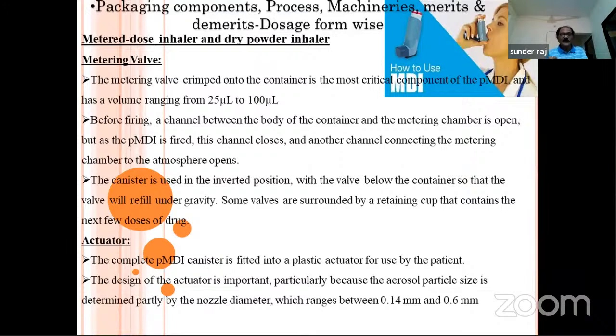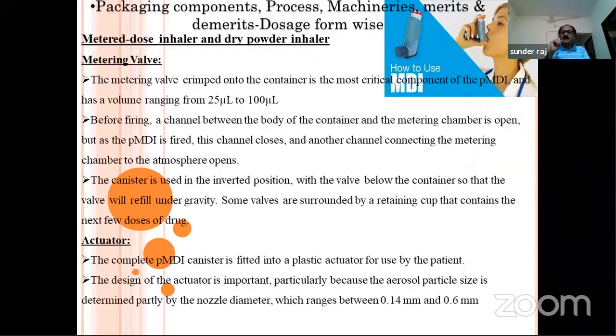The design of the actuator is important, particularly because the aerosol particle size is determined by the nozzle diameter, which ranges from 0.14 to 0.16. See, one thing I will tell you, in metered dosage forms nowadays, all the multinational companies that have patents, Glaxo is one of the biggest, have a wide range of metered dosage forms. In India, Cipla is the number one company, and they have the patents.